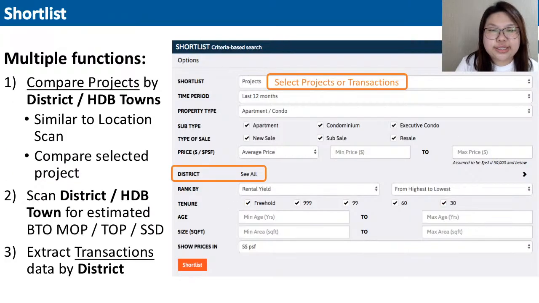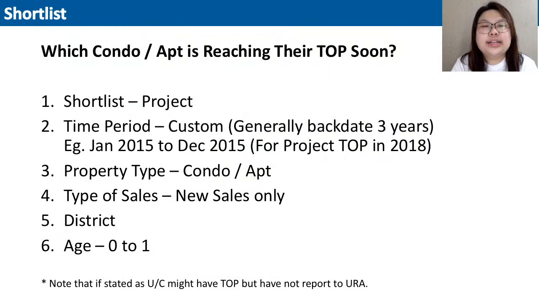Just some screenshots. The only thing is, if you change it to HDB property type, the district will become HDB town. You can also scan for other things like MOP, TOP, SSD. How do you do that? Let me show you. For example, if you want to find out which condo apartment is reaching their TOP soon, you can do something like that. Based on the time period where they take about 3 years to build, you only zoom into new sales, and then we put the age 0 to 1. That's how we work backwards to get the kind of info that you want to achieve. So this is one of it.